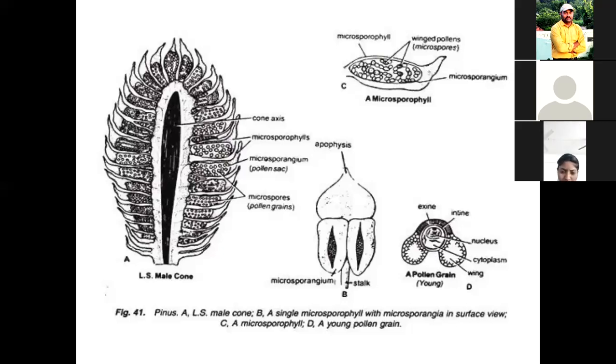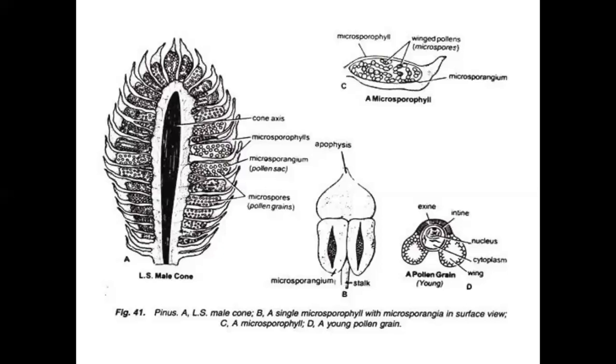Generally in angiosperms, or higher plants, what is the meaning of pollination? Pollen grains deposited on the stigma is called pollination. But in gymnosperms, especially in Pinus, male cones produce pollen grains, and the pollen grains are deposited on the female cone. Pollen grains deposited on the female cones is called pollination. See children, this is the male reproduction of Pinus.